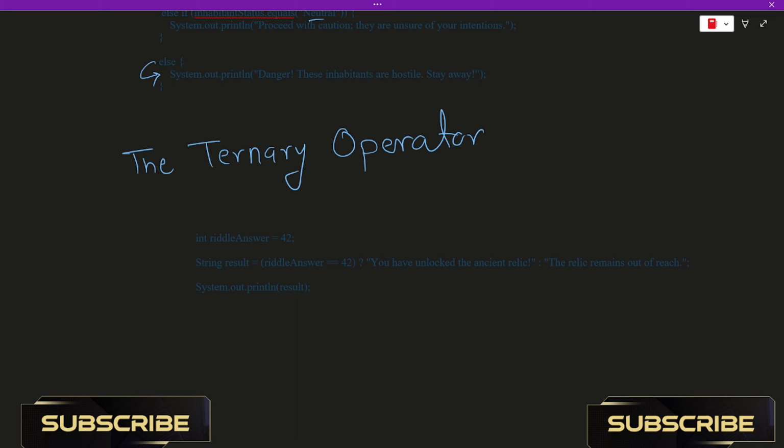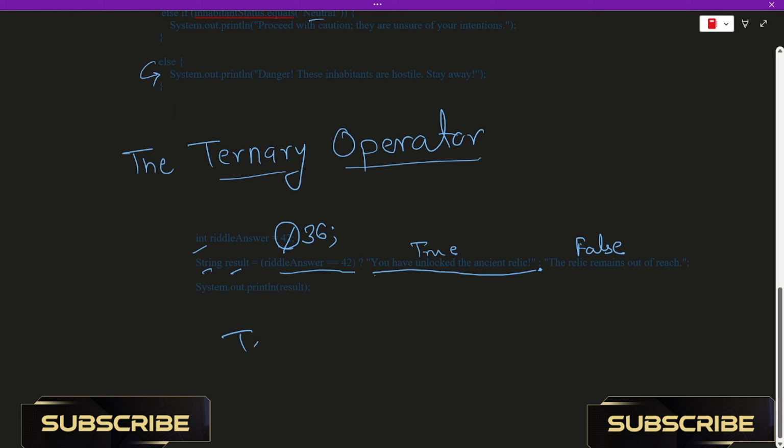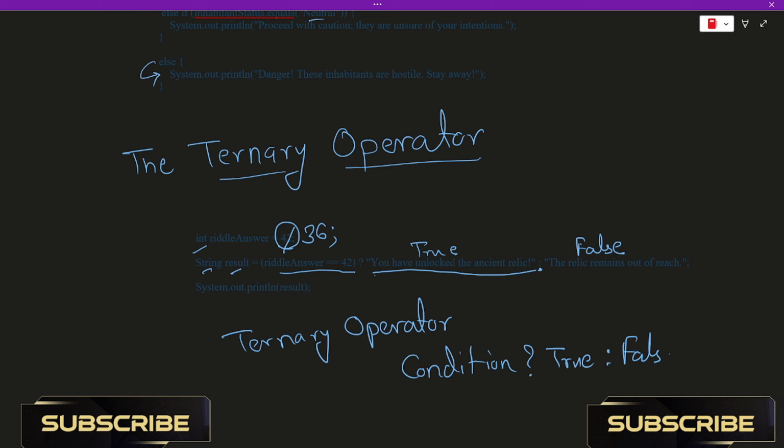So in coding language, this is called a ternary operator. I have here riddleAnswer as an int data type variable with a value of 42. If my riddleAnswer equals 42, then this string result variable stores this string if it is true. If it is not true, meaning here instead of 42 I have, let's say, 36, so this becomes false, then my result string will contain the next statement after the colon. So we have the ternary operator: condition, question mark, true statement, colon, false statement, with a semicolon.